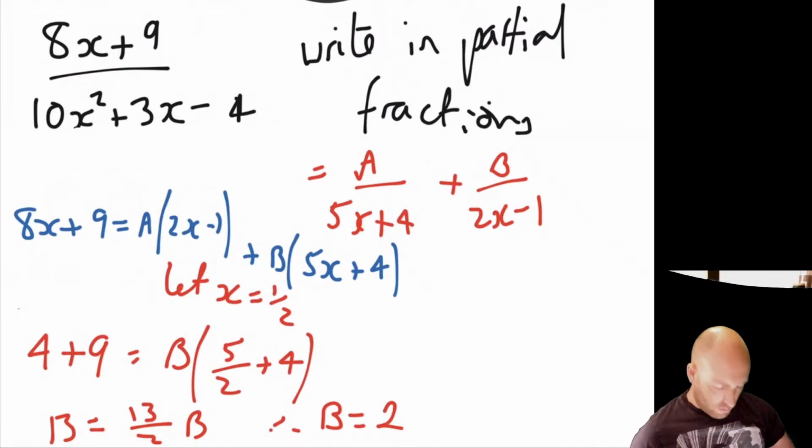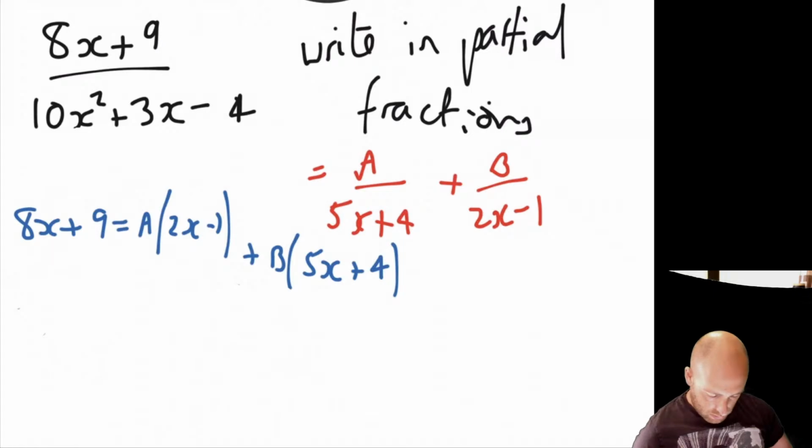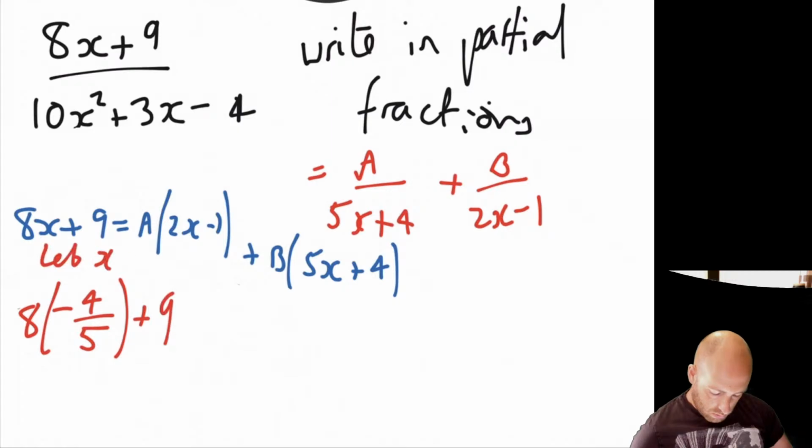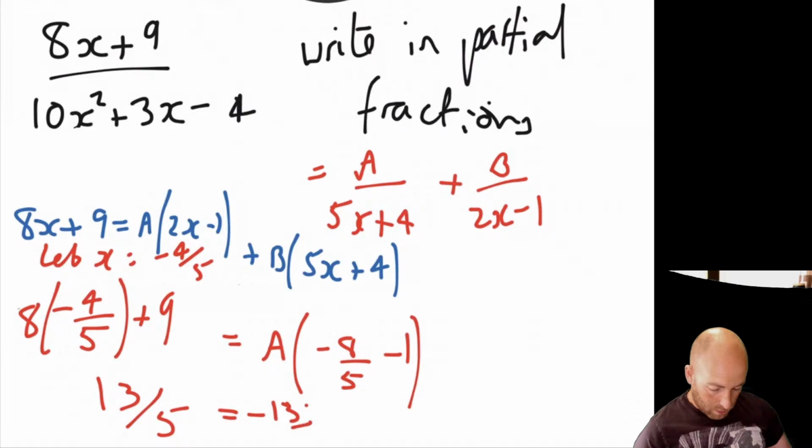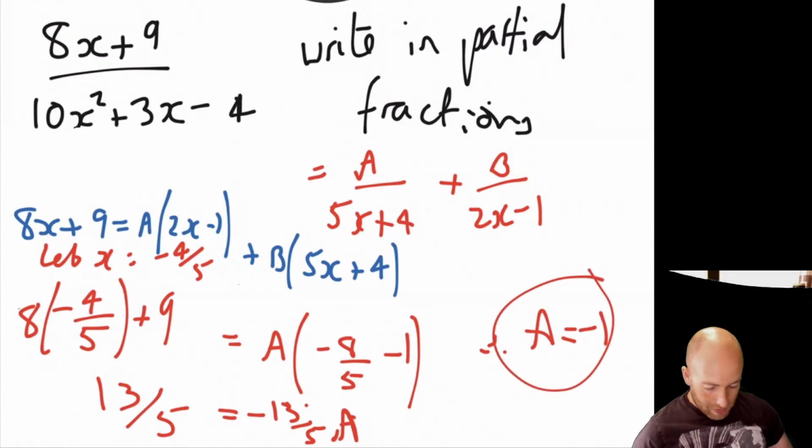And same thing there with the other one. We're going to let x equal minus 4/5. All right, b is going to disappear. So working all this out on the calculator, 8 lots of minus 4/5 plus 9 gives me 13 over 5. Minus 8/5 take 1 gives me minus 13 over 5. So therefore a equals minus 1. I forgot to write down what b was, I deleted it.